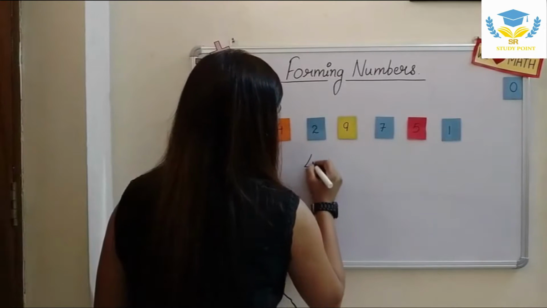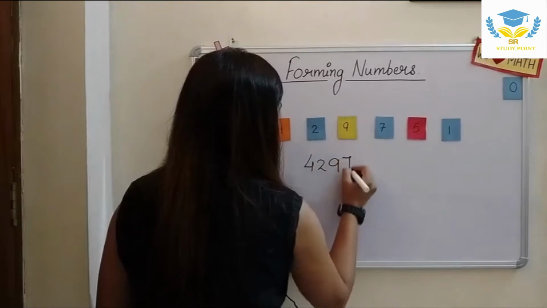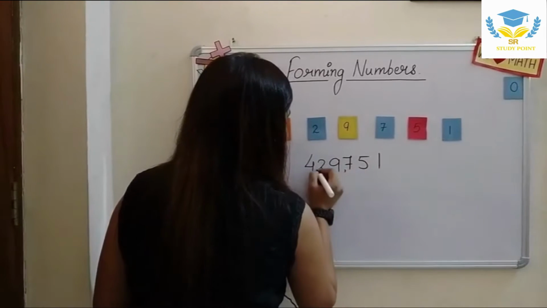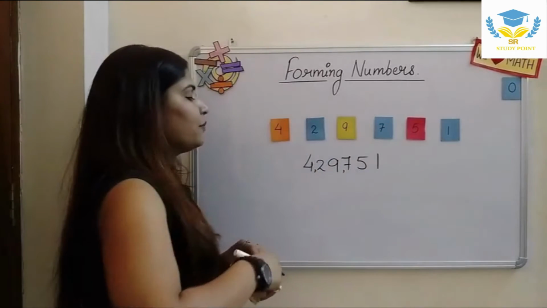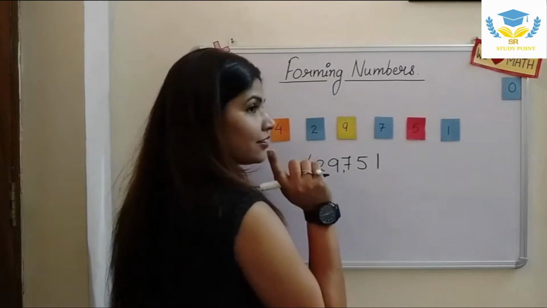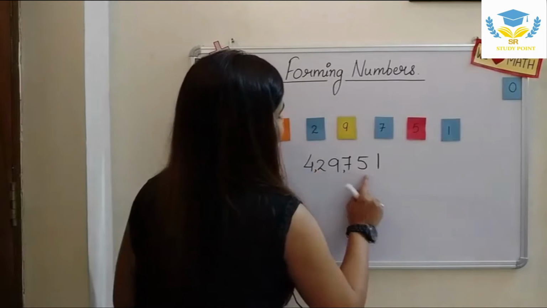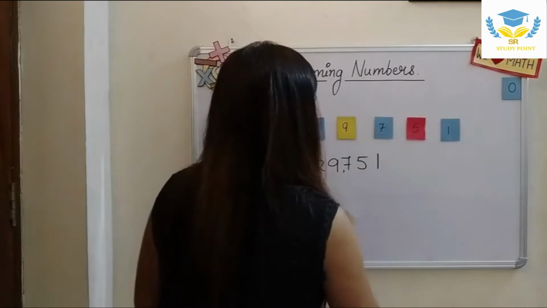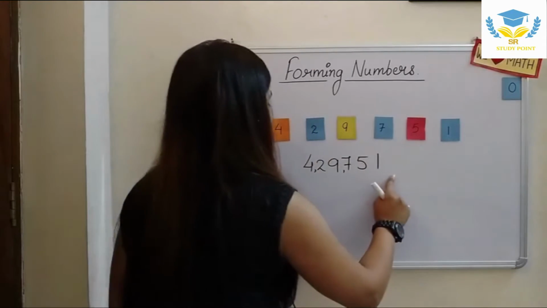Let us see how. 4, 2, 9, 7, 5, 1. If I'll write down according to the Indian national system, it will be read out as 4,29,751. So by using all these digits, I have formed a number here, over here.